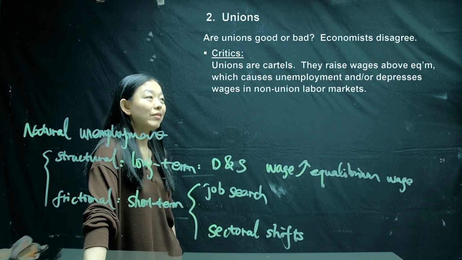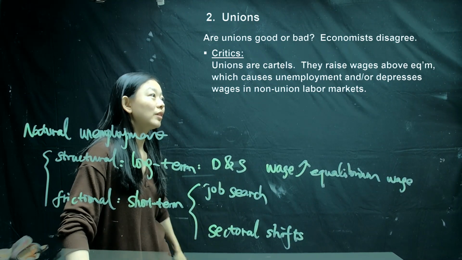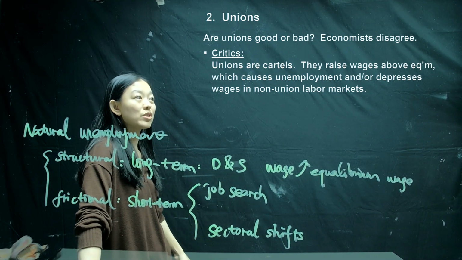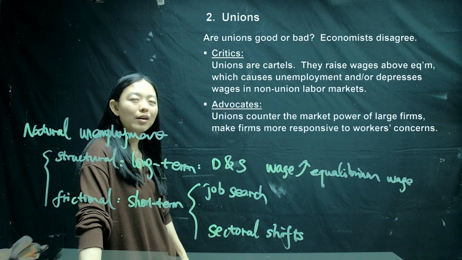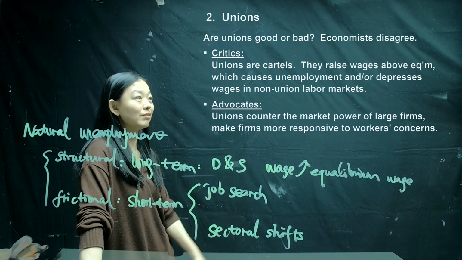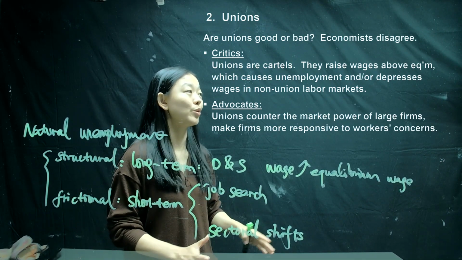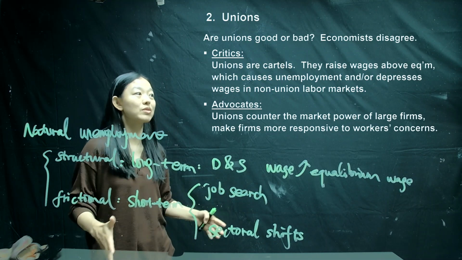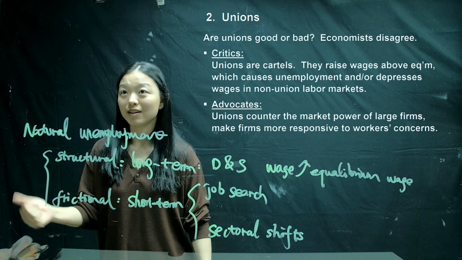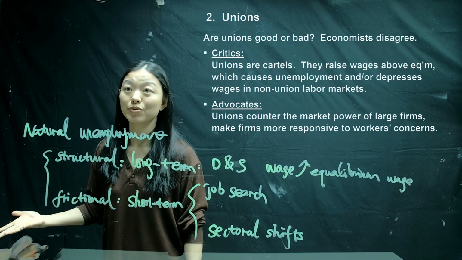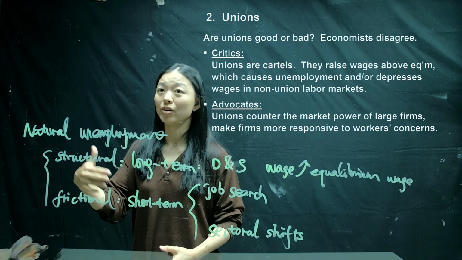Unions will raise the wages above the equilibrium wages, which will cause structural unemployment, or maybe depress the wages in the non-union labor markets. However, some economists advocate for unions because they say unions counter the market power of larger firms and make firms more responsive to workers' concerns. For example, before unions existed for Uber, Lyft, or Amazon delivery drivers, there was nothing to protect them, so their pay could be really low.